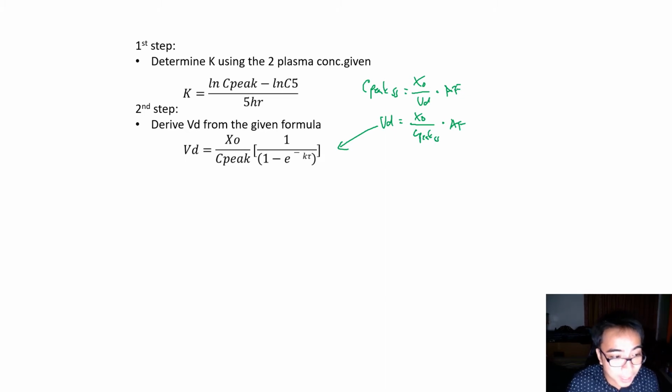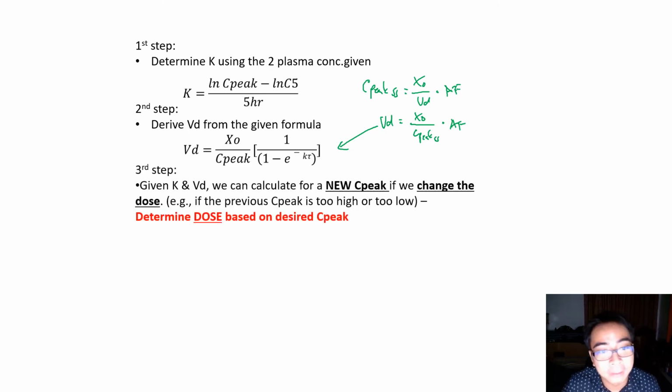Now, class, please take note ha. CP sub 0, it's an estimated value. C peak SS can be determined. Okay, na-determine yan. Nakukuha yan sa dugo ng patient natin. Then third step, given K and VD, we can calculate for a new C peak if we change the dose. Such as if the previous C peak was too high. Halimbawa, ang nakuha kong peak concentration dito was above the MSC. Okay? Above minimum safe concentrations.